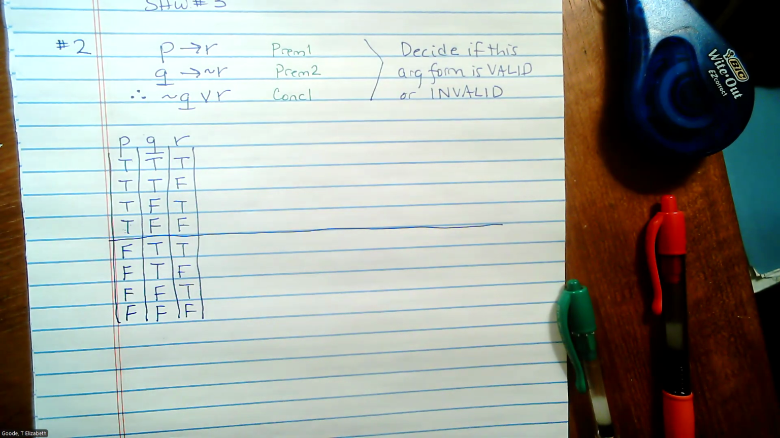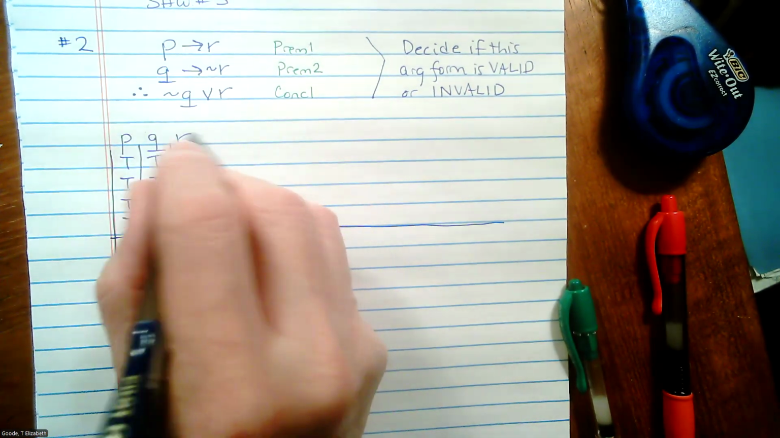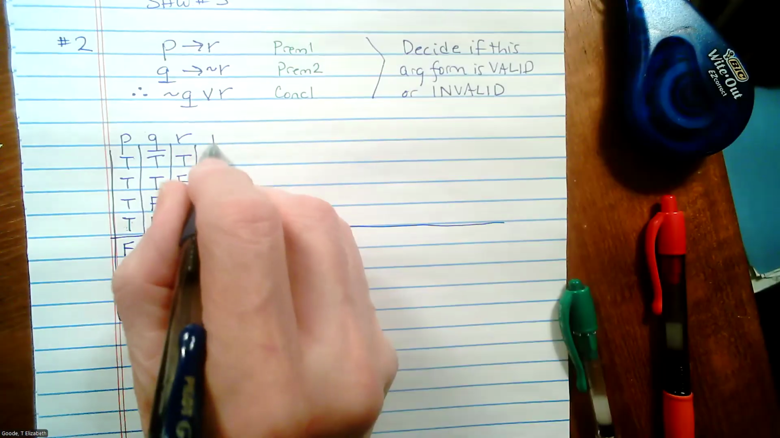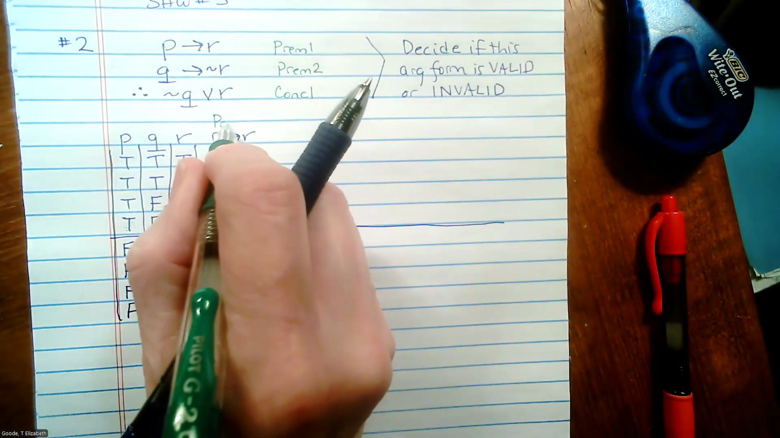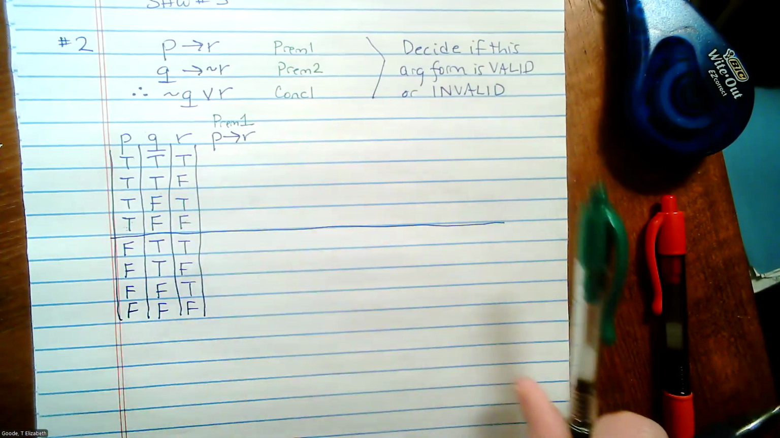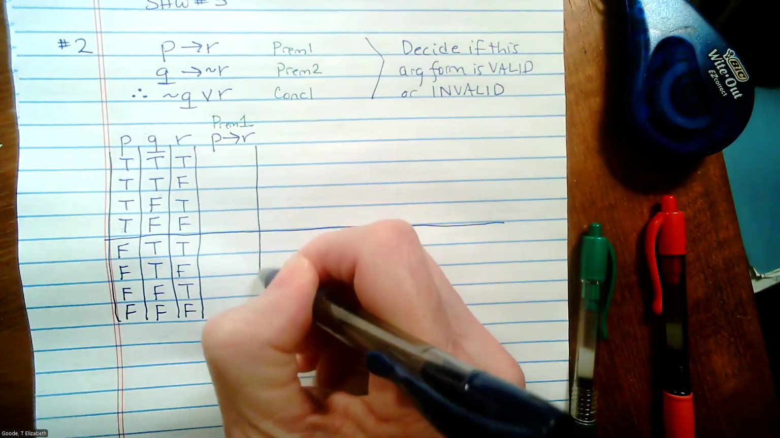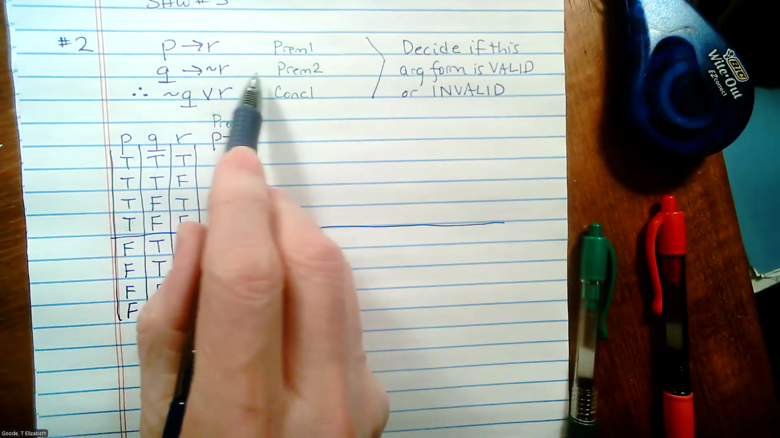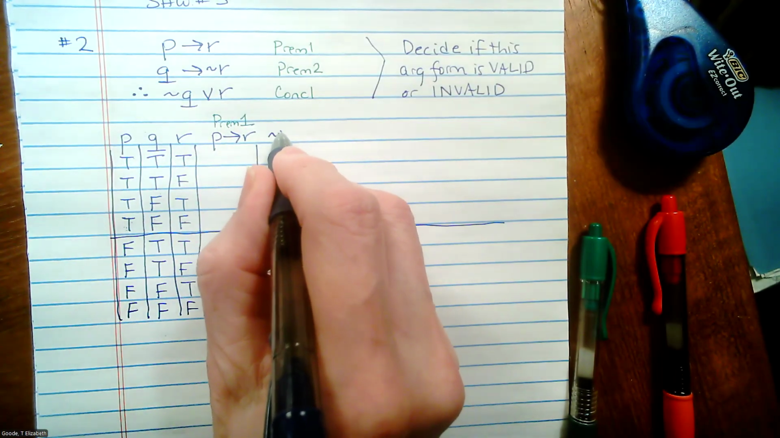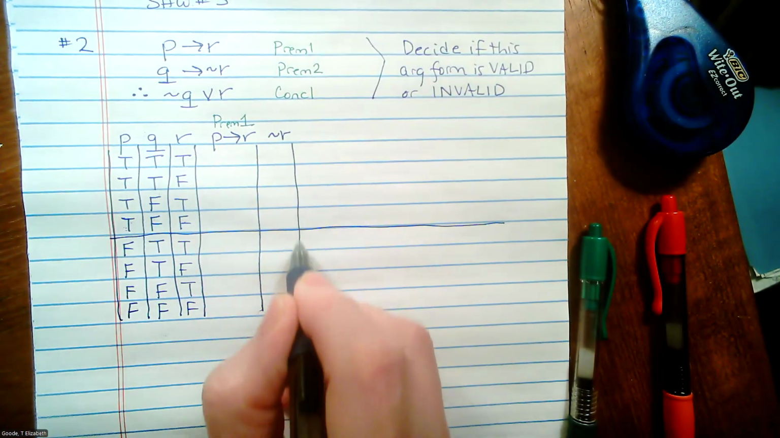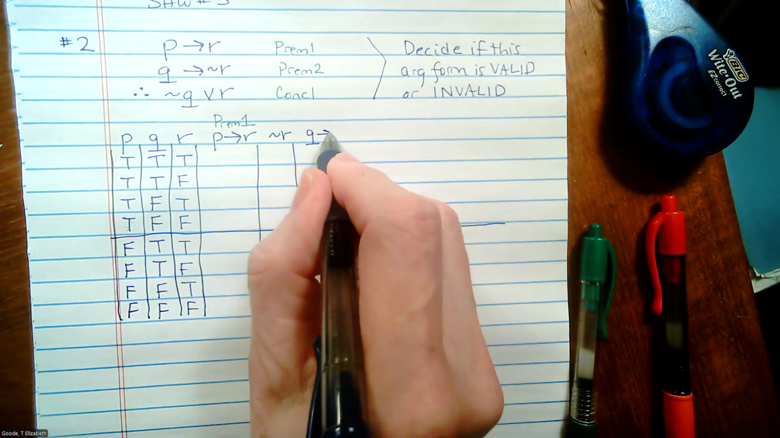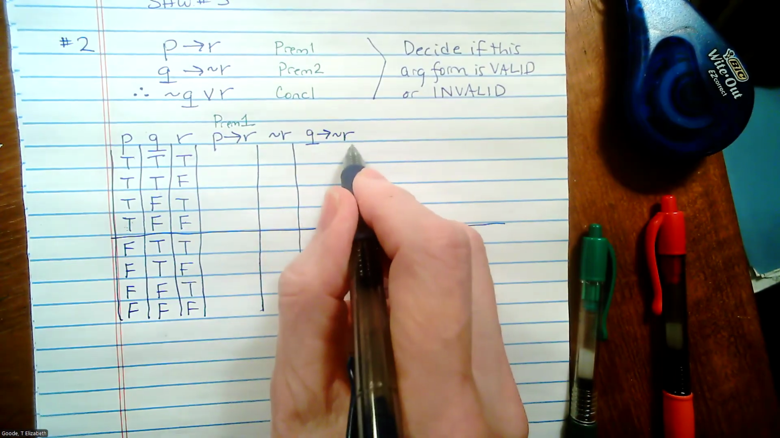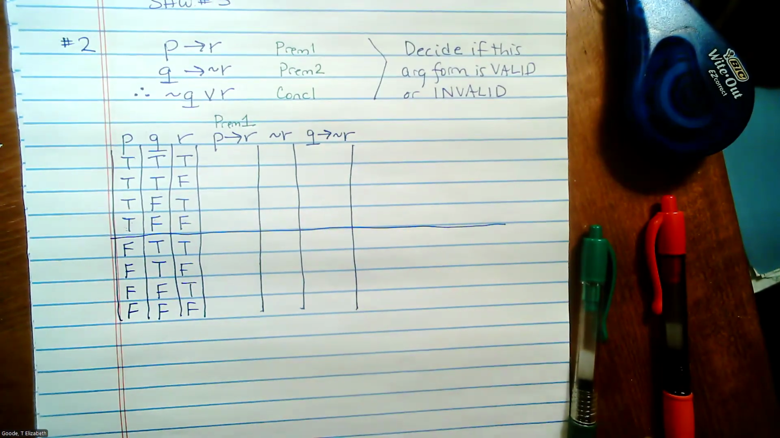Yep. All right, so we've got everything we need to go ahead and build the column for premise 1. That's P implies R. It doesn't really matter what order we do this, as long as we get a column for each premise and the conclusion. Then to build up to premise 2, I'm going to first build a column for not R, so I don't have to think too hard when we build the column for if Q, then not R.